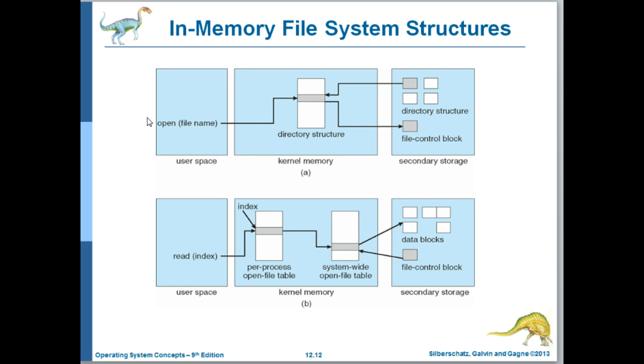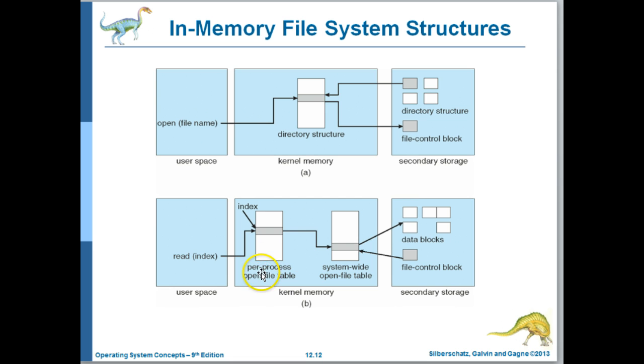So when a file is opened, the directories within the file system may have to be traversed in order to find the file. For example, if we're using an absolute path name like /user/local/bin/firefox, until we get to the file control block again, or inode for the file, then the file control block information could well be cached within memory.